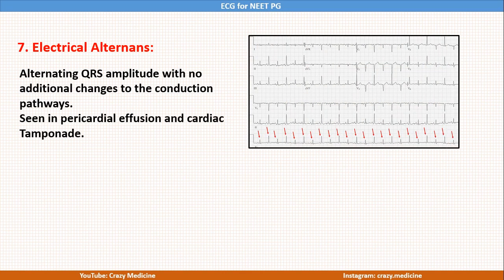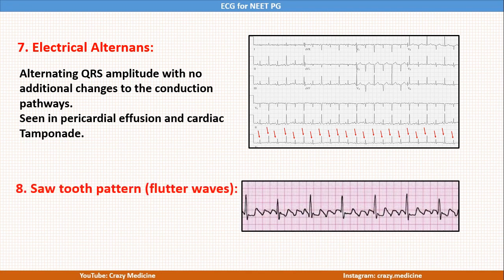Next is electrical alternans. It is defined as alternating QRS amplitude with no additional changes to the conduction pathways of the heart. This pattern is seen in pericardial effusion and cardiac tamponade. Next is the sawtooth pattern. It is also known as flutter waves, and this pattern is seen in atrial flutter.